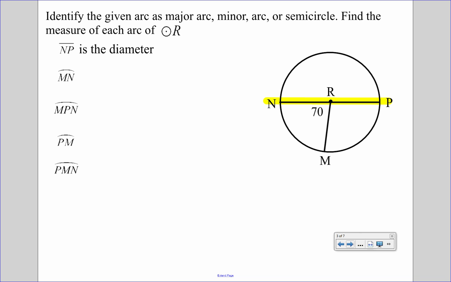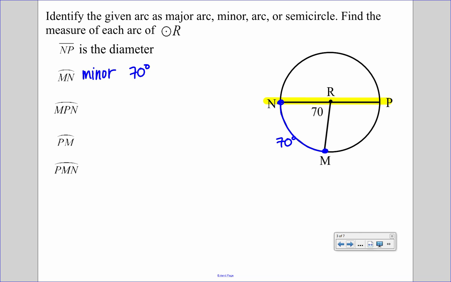So now let's look at arc MN. Arc MN is a minor arc as it has two letters, and so we go from M the short way to N. We don't go the long way all the way around because that would be a major arc. So we know it's minor, we go the short way, M to N. Now since its central angle is 70 degrees, its arc is 70 degrees. So the measurement of arc MN is 70 degrees.